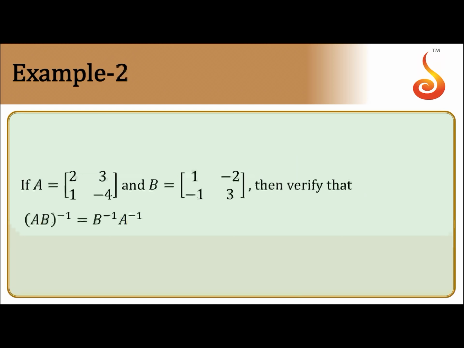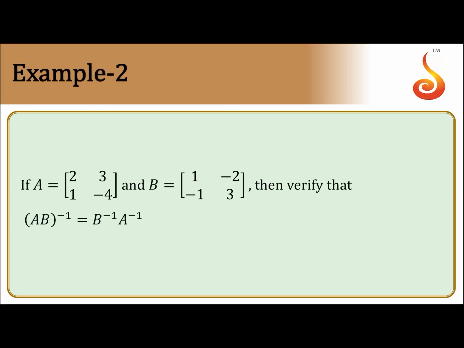Let's proceed to the second example. You are given A, B, 2 by 2 matrices. You are asked to verify that (AB) whole inverse is equal to B inverse A inverse. We know how to find the inverse of a 2 by 2 matrix by a formula. So AB, I'll write here.